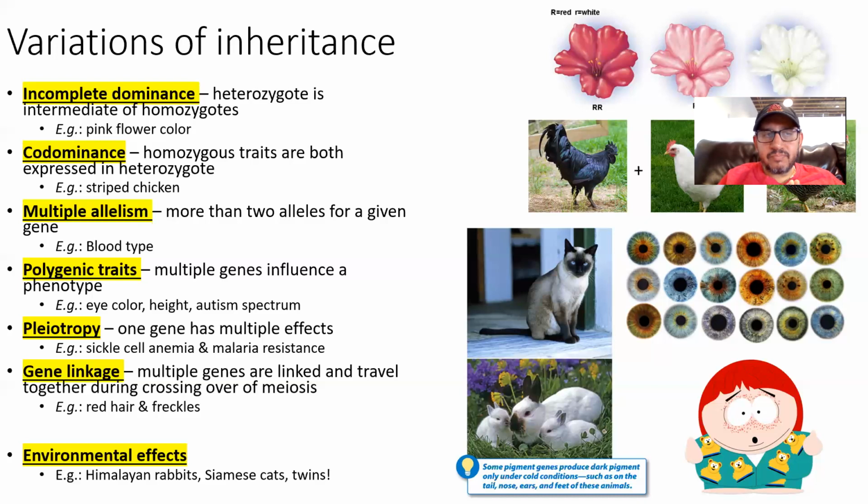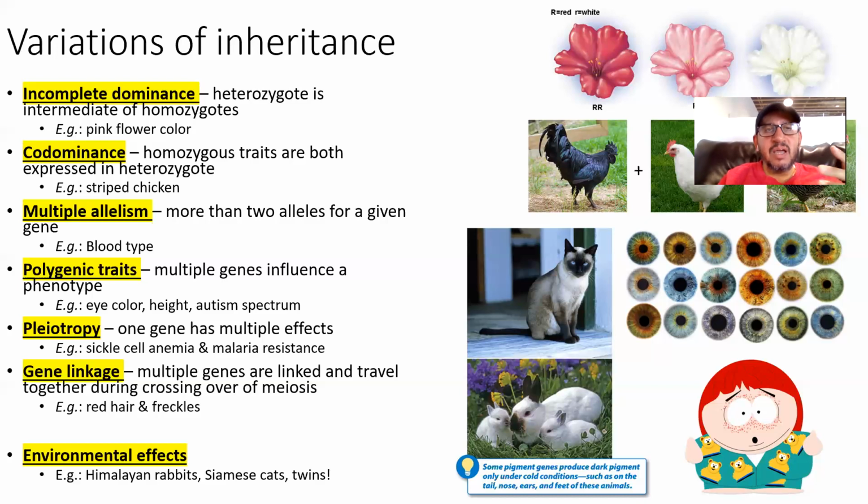Another important variation of inheritance is gene linkage, and basically that means that multiple genes are linked and travel together during the crossing over of meiosis. For example, a common one I've known since I was a little kid was seeing my friends with red hair and then freckles. If you have red hair, you're automatically going to have freckles. That's because they are linked together. Those traits are found on the exact same genes. So if the gene for red hair is expressed, the gene for freckles is going to be expressed, and you're going to be seeing those. So again, really cool.